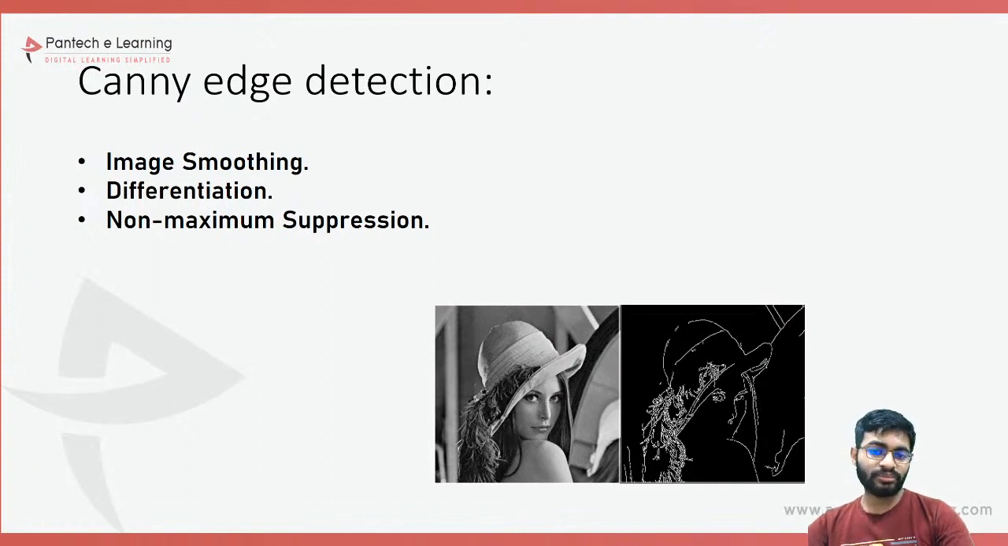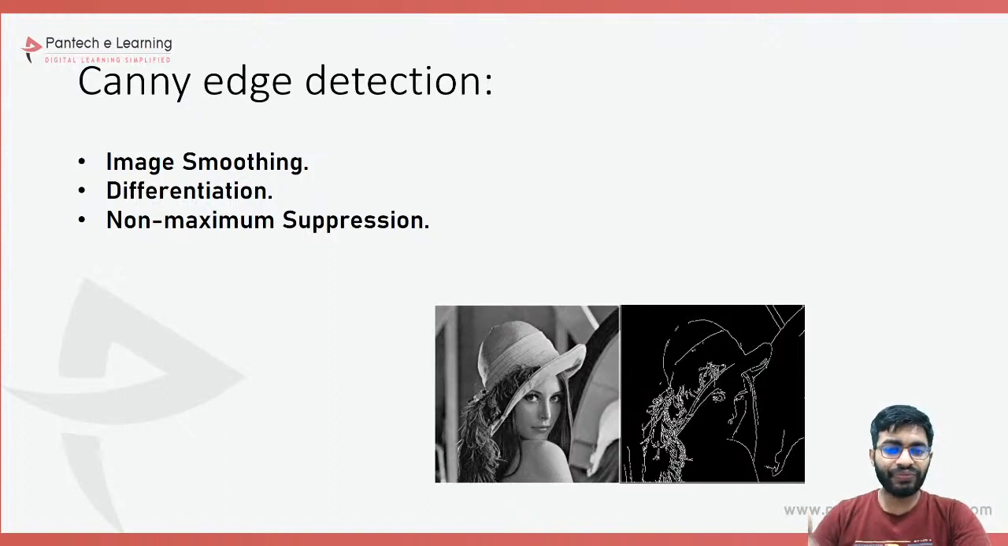What are the three stages applied for Canny? First of all, it will smoothen the image. How is the smoothing done? Through Gaussian blur. With the help of Gaussian blur only, the image will be smoothened. And whenever we call cv2.Canny, there is no need to smoothen separately, because inside the Canny function itself, smoothing is applied to that particular video or image, whatever we want.